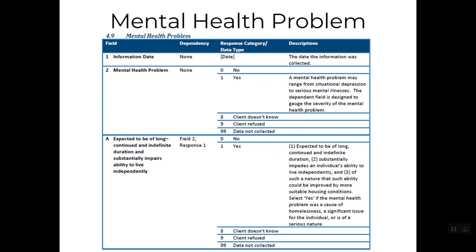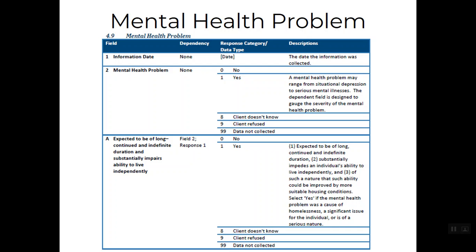Mental health problem, because this is client self-reported and because there is not an actual diagnosis behind it, is not a HIPAA-covered data element. Mental health problem, you are asking if a client has a mental health problem that may range from depression to a very serious mental illness. And the second accompanying question is really where we need to get into the nitty-gritty details of the very broad range of mental health issues that may be happening with our clients.